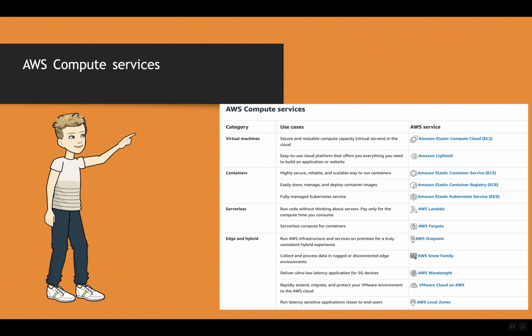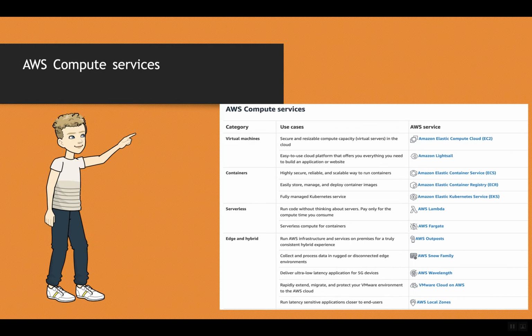So let's see, what is EC2? It is secure and resizable compute capacity, virtual servers in the cloud. Amazon Lightsail, an easy to use cloud platform that offers you everything you need to build an application or a website. Okay, so if you choose ECS, which falls under the container category, it is a highly secure, reliable, and scalable way to run containers. ECR is to easily store, manage, and deploy container images. EKS is a fully managed Kubernetes service.